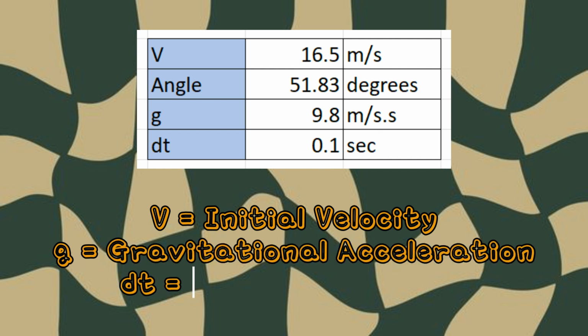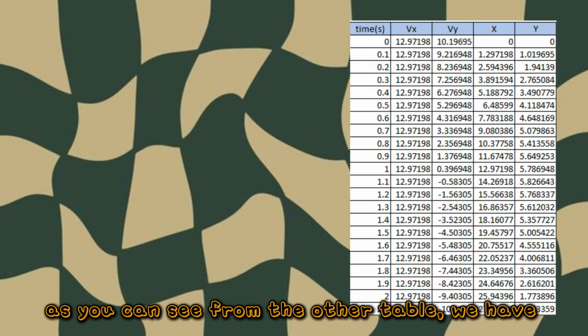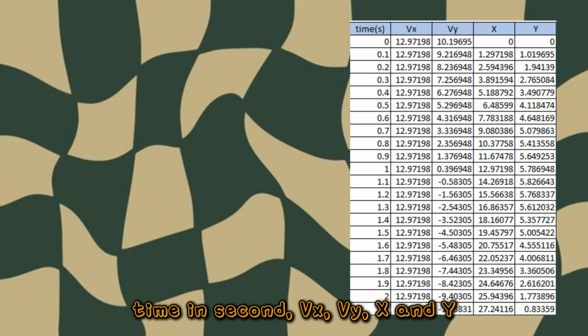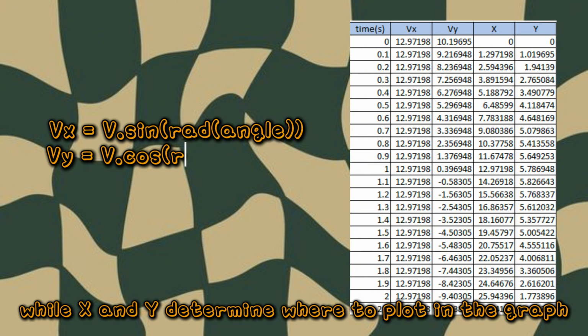Gravitational acceleration is fixed to 9.8 meters per second squared. The small change in time, which is dt, is 0.1 second. As you can see from the table, we have time in seconds, Vx, Vy, x and y. Vx shows the velocity in x direction and Vy shows the velocity in y direction, while x and y will determine where to plot in the graph.